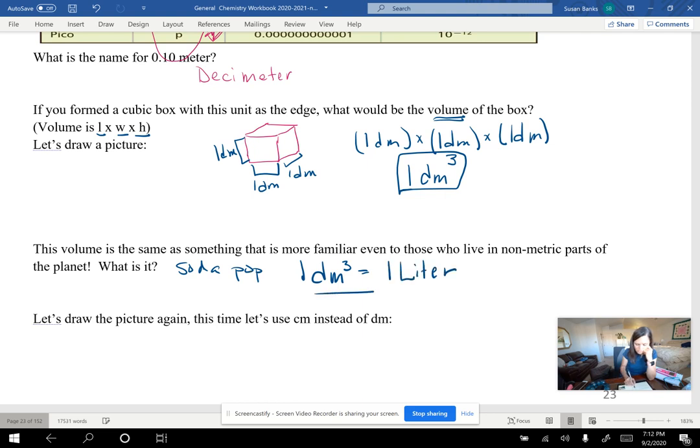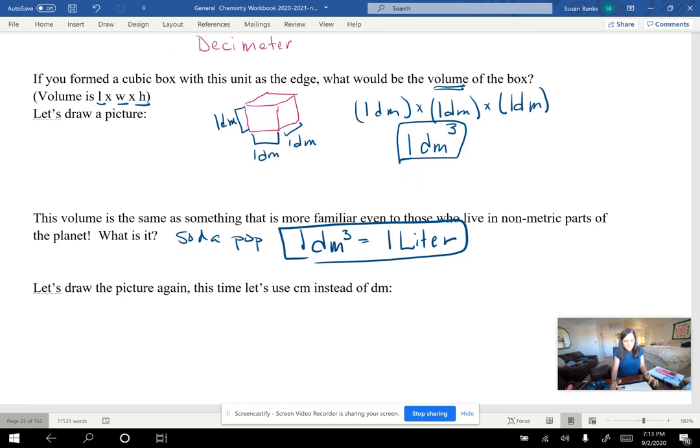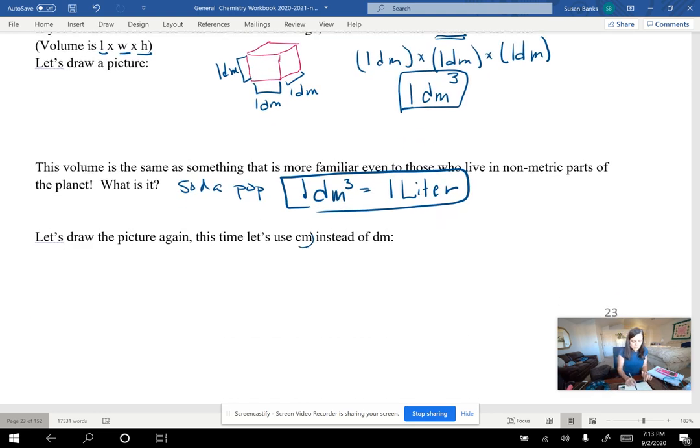That is the definition. Okay, so if you think of this, think about a decimeter. It's only about 10 centimeters long. In fact, a decimeter is 10 centimeters long. So if I have 10 centimeters by 10 centimeters by 10 centimeters, I will have a box roughly that size. That's a liter. So if you take a 2-liter bottle and divide it in half, that will basically give you a decimeter cubed. Okay? Let's do this same drawing, but let's use centimeters this time.